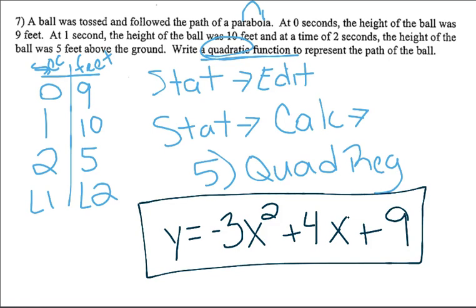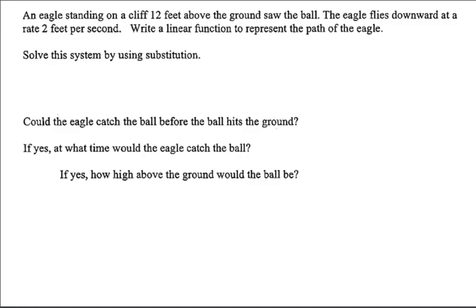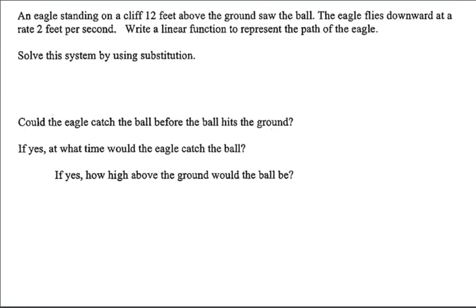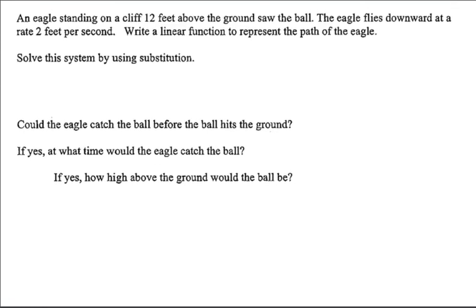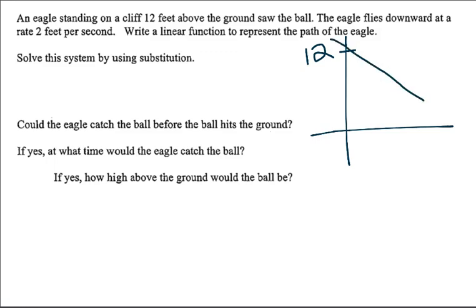All right, part 2 of this question says that an eagle is standing on a cliff 12 feet above the ground. Sorry for moving the problem there. So I was going to draw a picture here. We have an eagle standing 12 feet in the air, and the eagle flies downward at a rate of 2 feet per second. So since that is feet per second, that is a rise over run scenario. So it's telling us it's got a negative 2 slope. It's going down 2 feet per second.